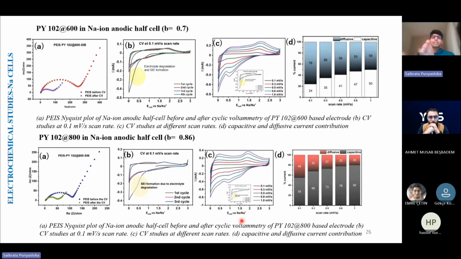And then I did the same thing with a sodium half cell. And if you can see, the B value again is 0.7 and 0.86. So clearly 800 is highly pseudocapacitive. Of course, this is kind of expected because it already has a high surface area compared to 600. So it is more like understood, but this is more like a quantification.